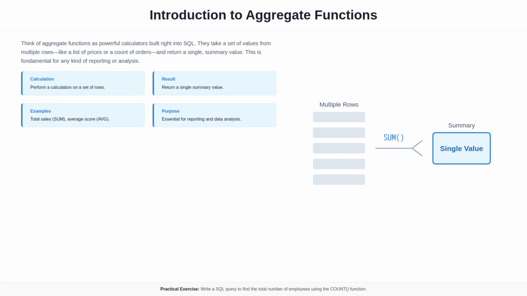So, what exactly are aggregate functions? Think of them as powerful calculators built right into SQL. They take a set of values from multiple rows, like a list of prices or a count of orders, and return a single summary value. This is fundamental for any kind of reporting or analysis.